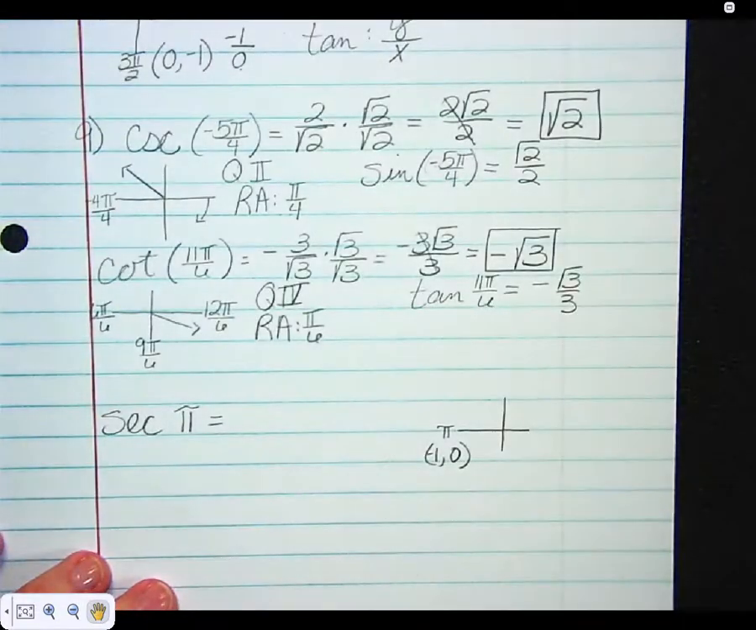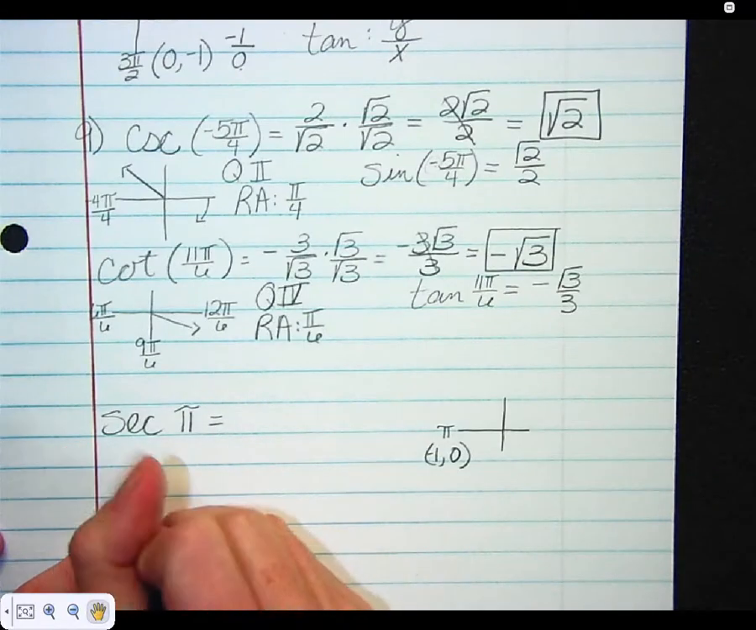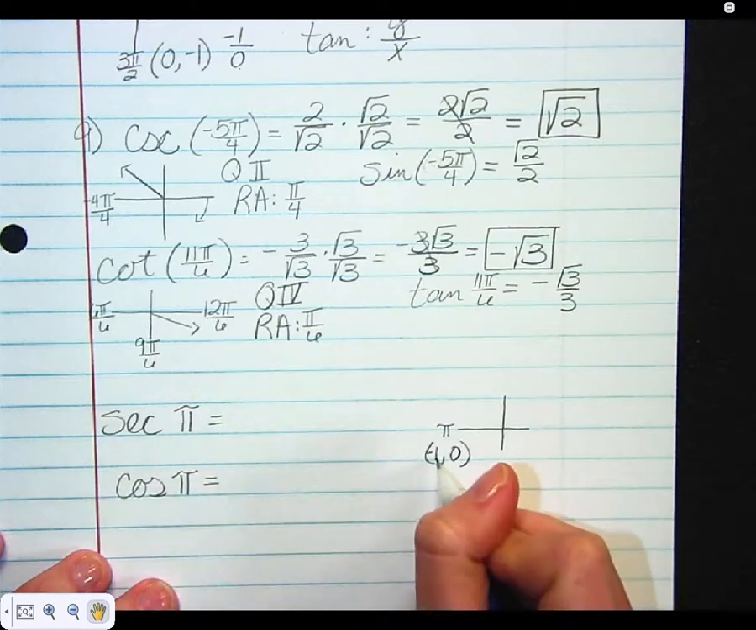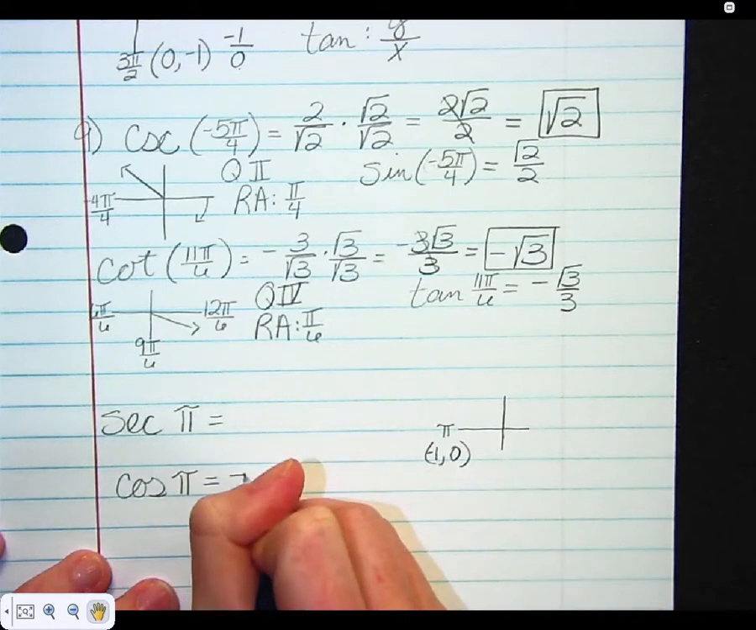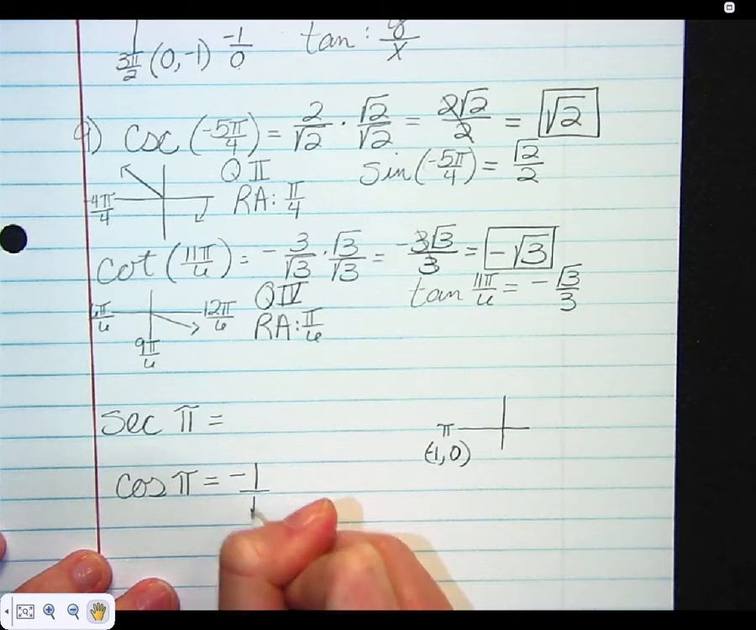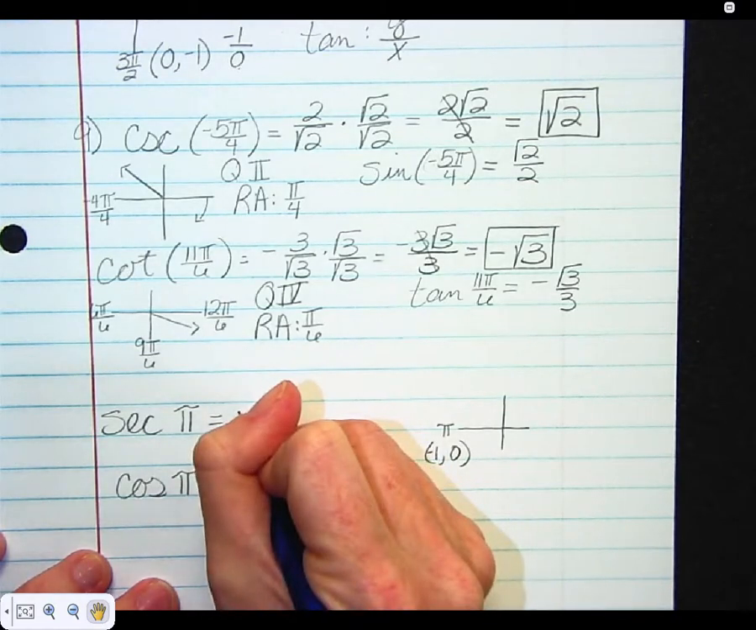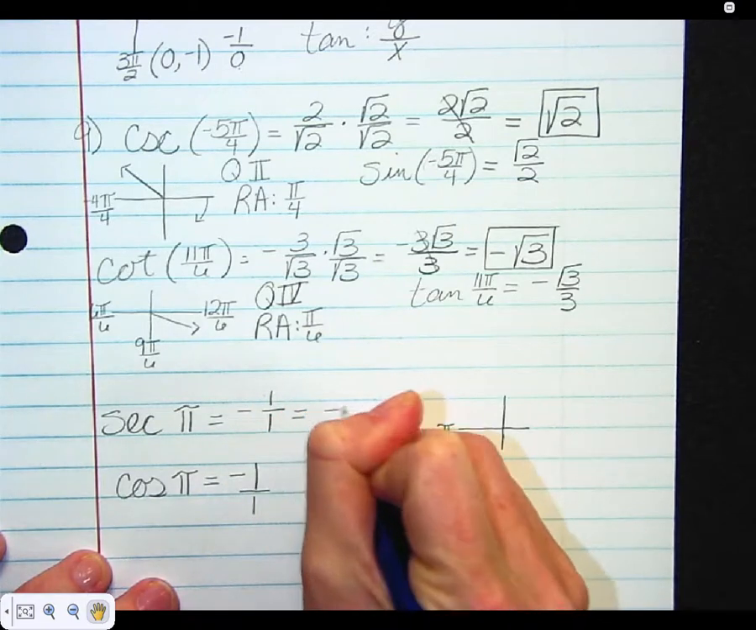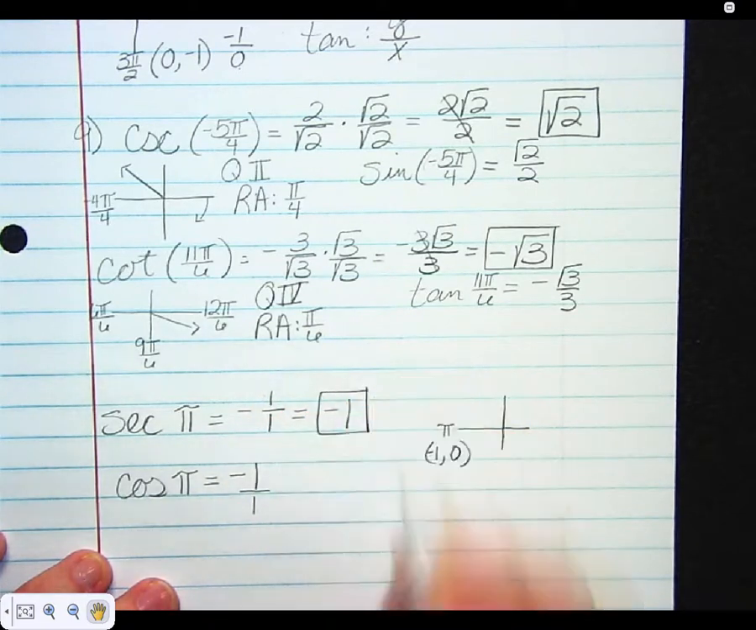All right, so I know that secant is the reciprocal of cosine. Let me find the cosine of pi first. So cosine is my x value. That's going to be negative 1. And you can envision that negative 1 being over a 1 right there. So I want to flip that upside down. And when we flip that upside down, that's going to become negative 1 over 1, which is still just negative 1. So negative 1 is its own reciprocal.